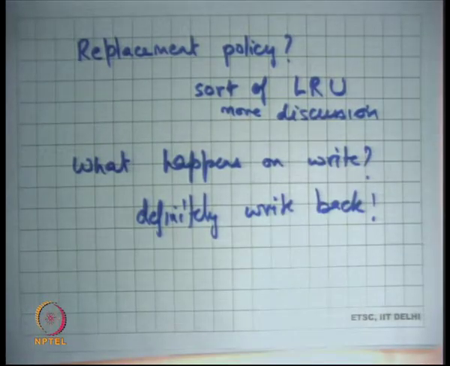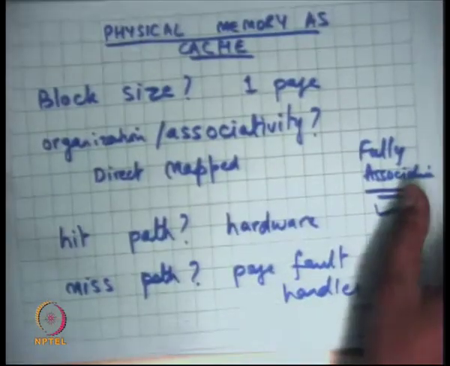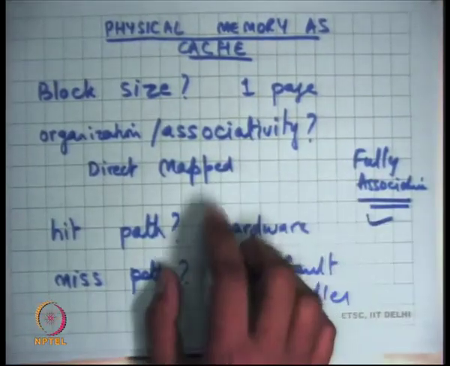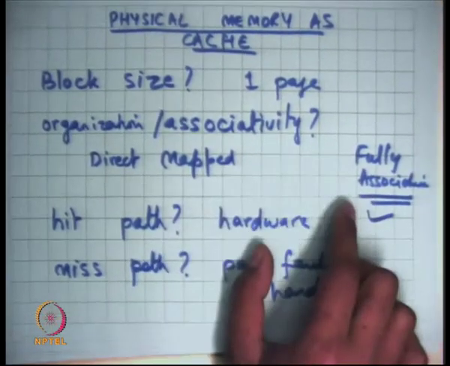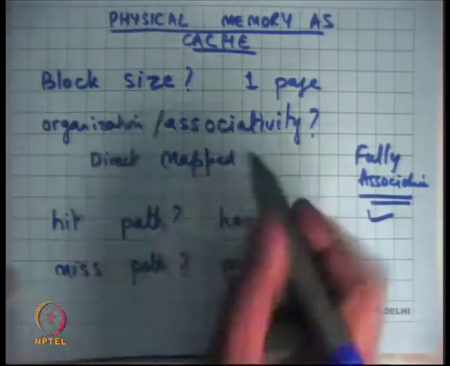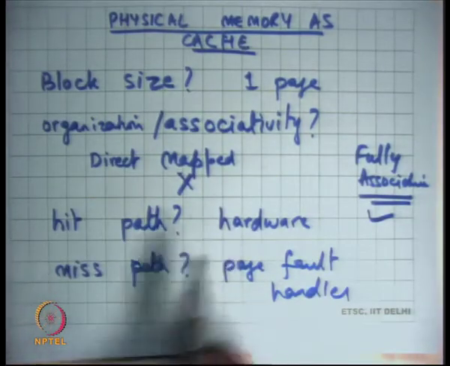All right. So let's see how the operating system implements this. Block size is 1 page. This is handled by the page table. Associativity is fully associative. This is the page, and this is handled in software by the page table handler. So this is wrong and this is right. The hit path is hardware.